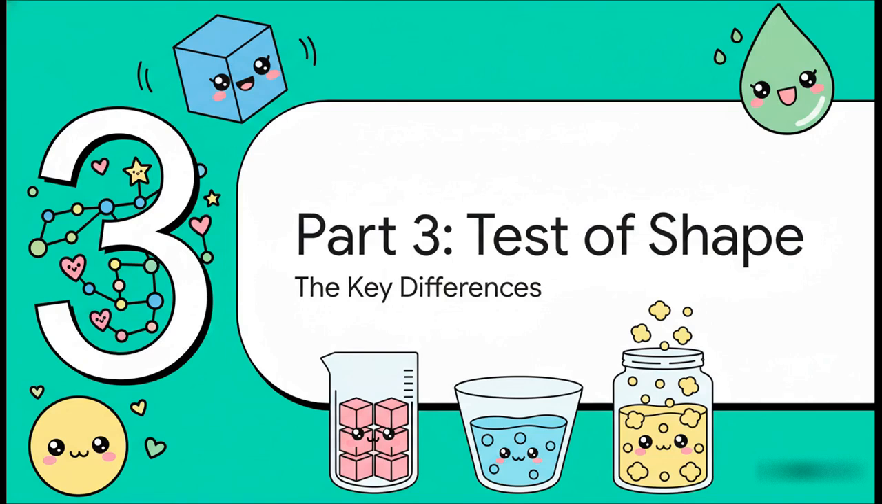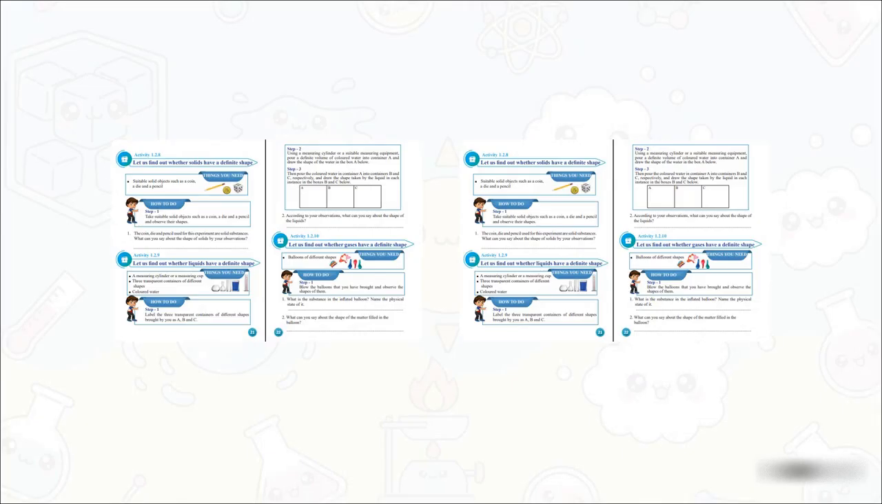So for our third and final test, let's look at shape. This is where things get really interesting, because this is where we're going to see the key differences that really define what makes a solid a solid and a liquid a liquid. And this side-by-side just shows it all perfectly.